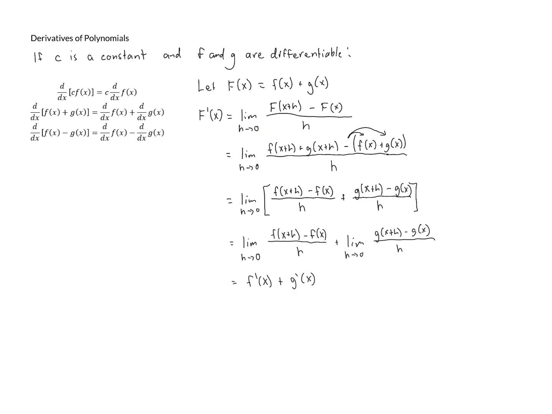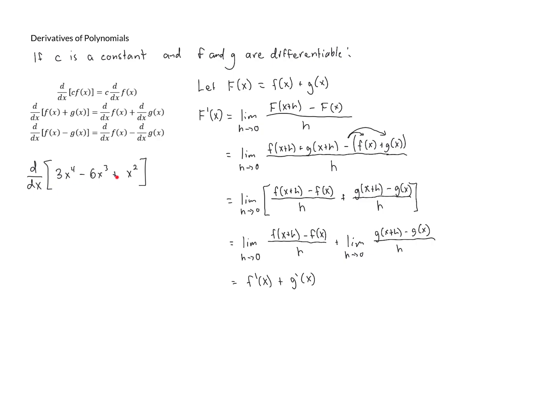Now that we have these rules, I want to go through one derivative together. Let's differentiate, and I'm going to use d over dx here because it's going to be helpful notation. Let's take the derivative of 3x to the fourth minus 6x cubed plus x squared. All right, let's differentiate this polynomial function.